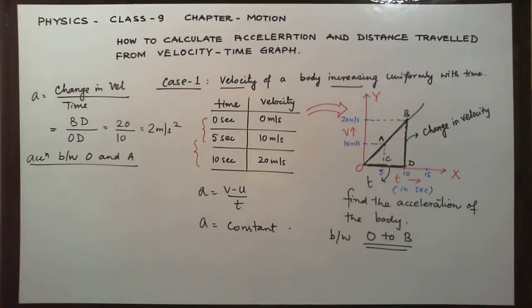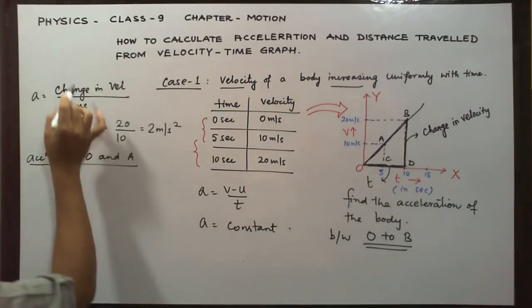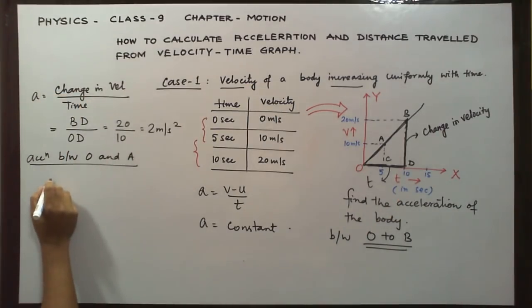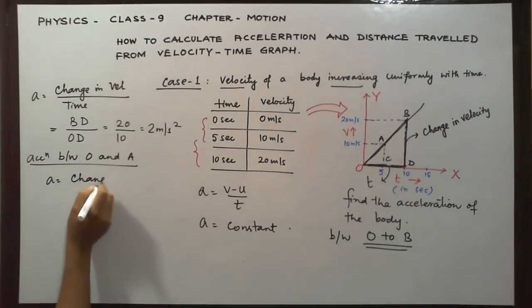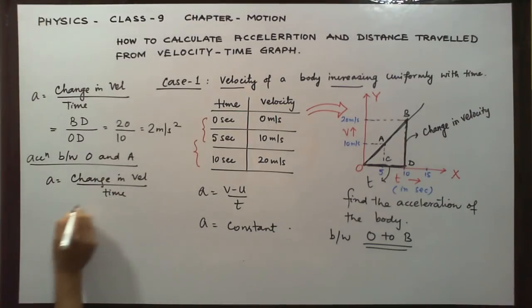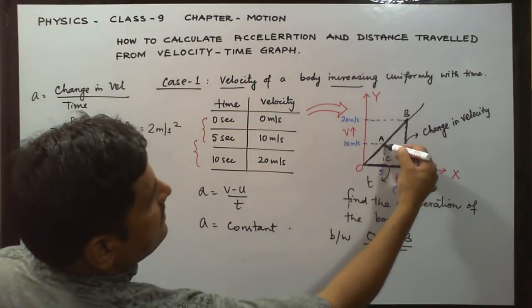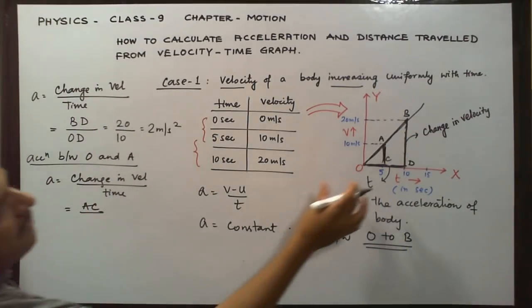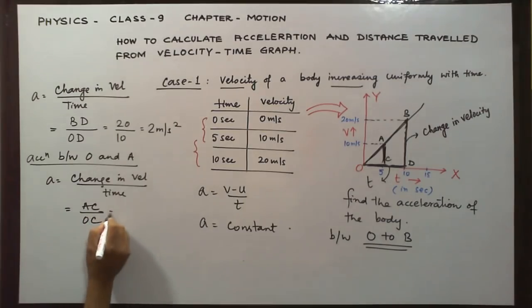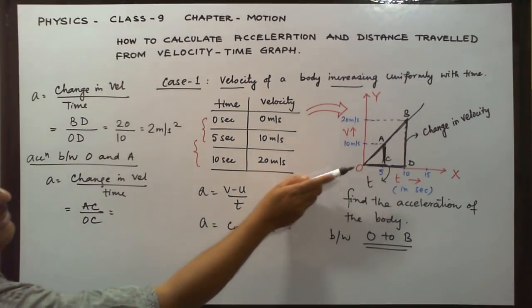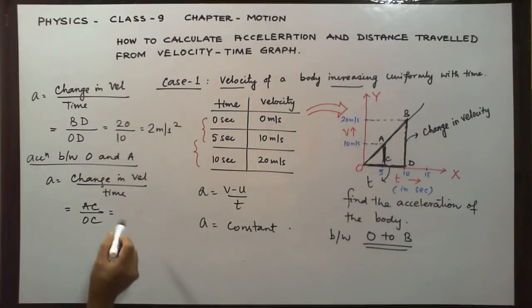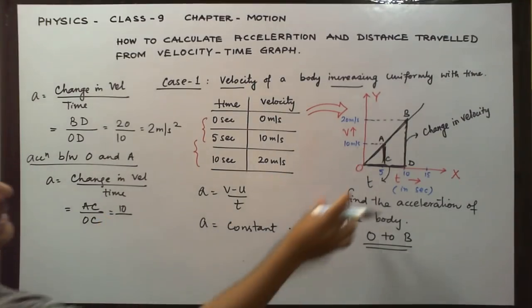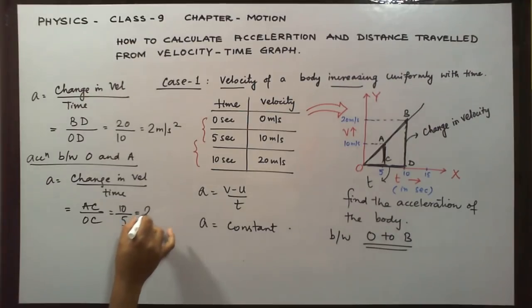So what to do now? Same thing, we need to find out the change in velocity, and we need to find out the change in time. So what is the change in velocity here? AC is the change in velocity. What is the time? OC is the time. What is the length of AC? If you look at the graph, A to C, it is 10 meter per second divided by time, which is 5, so it is 2 meter per second square.